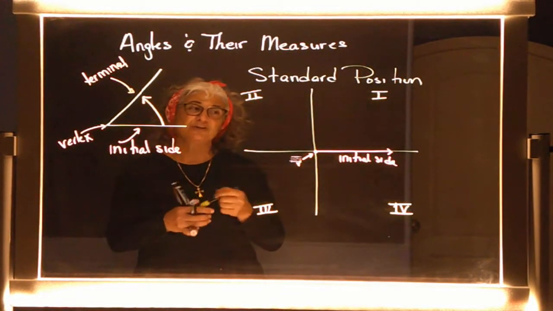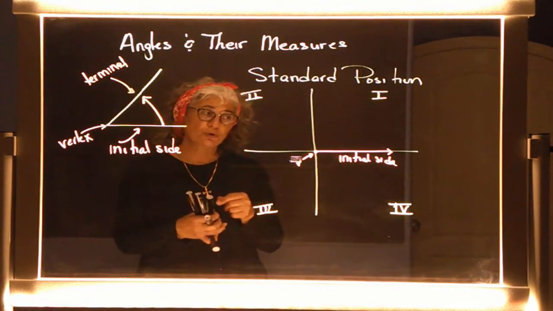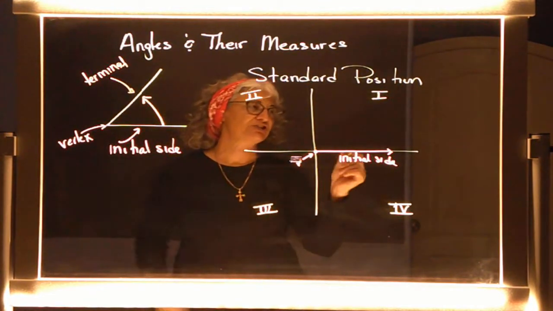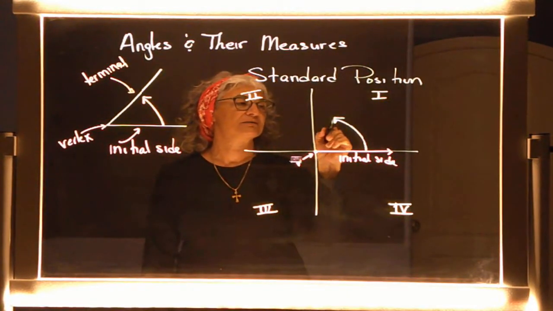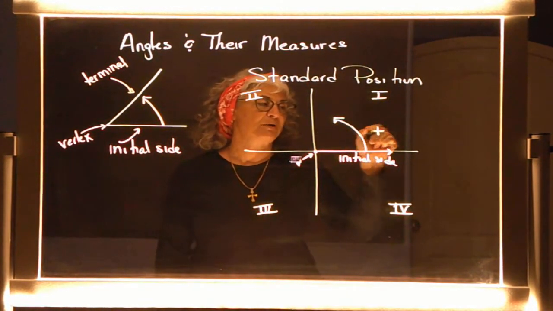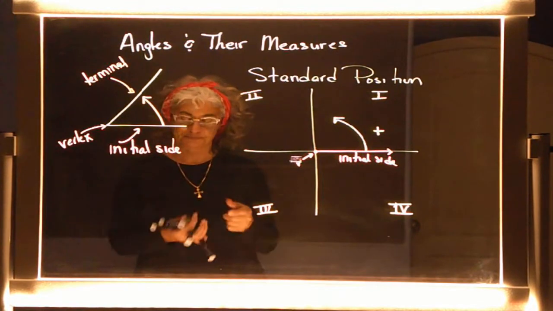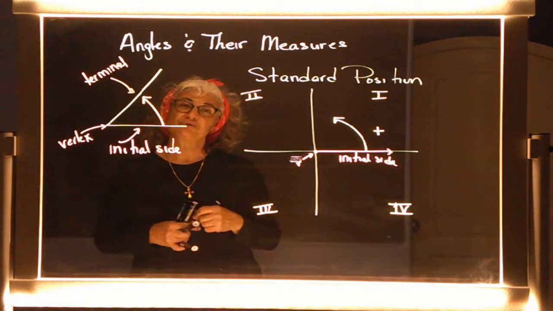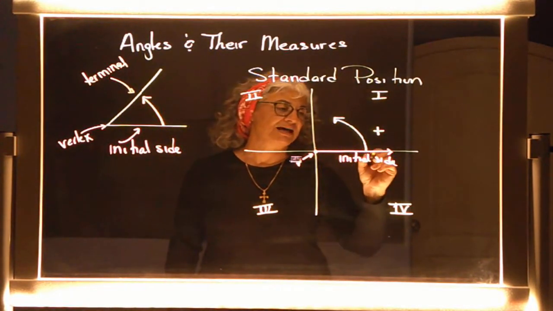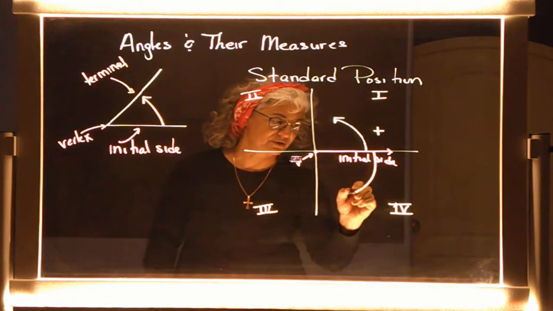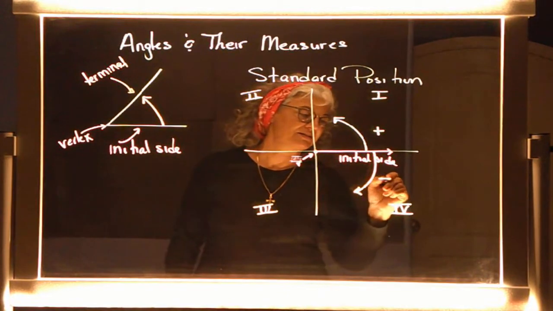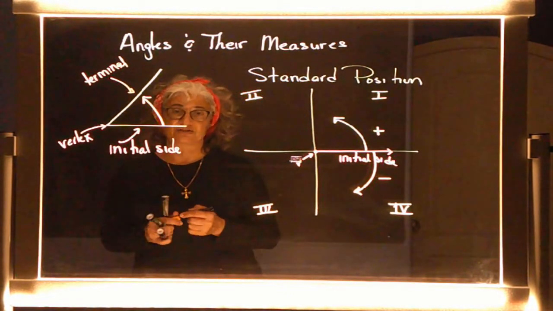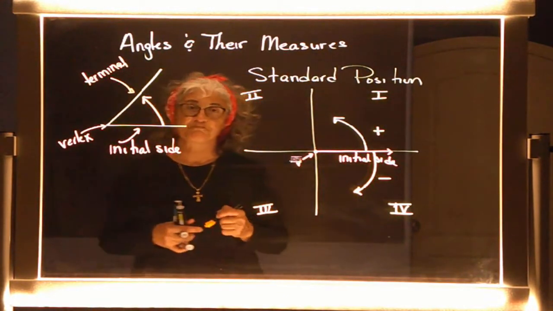So, if your angle opens in the direction of the labeling, which is counterclockwise, then this is considered a positive angle. If your angle opens against the labeling, so it's going in the clockwise direction, it goes against the labeling, then this is considered a negative angle. Are you with me on that?